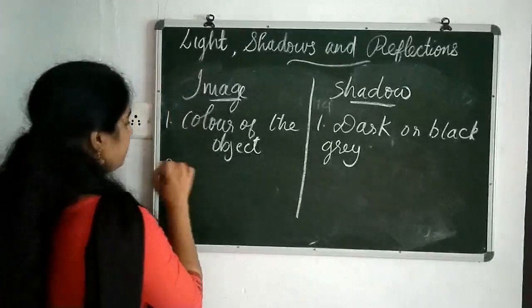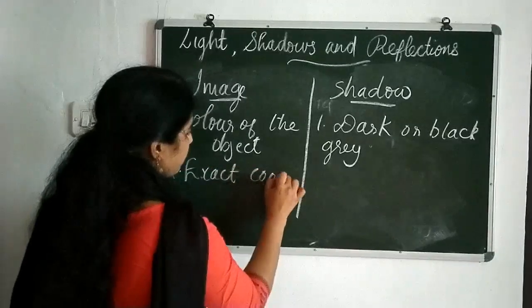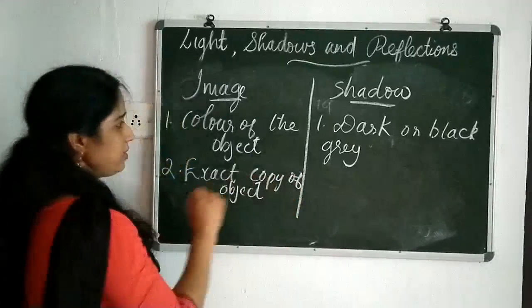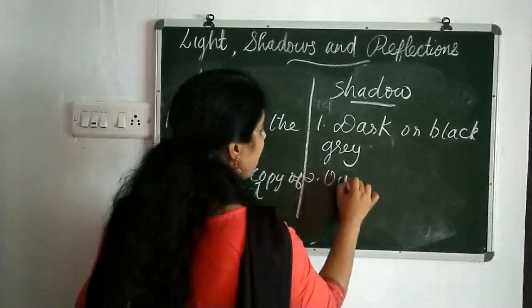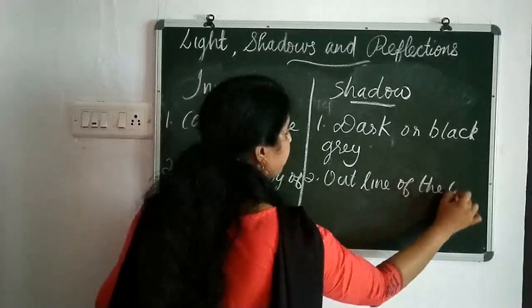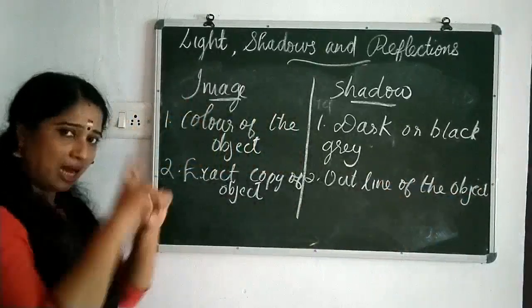Second one, exact copy of the object. Exact copy of the object, and here what? Just outline. Outline of the object. Just outline only.